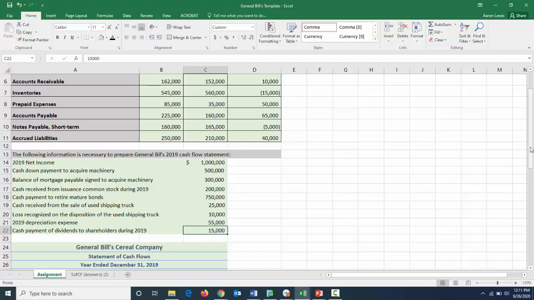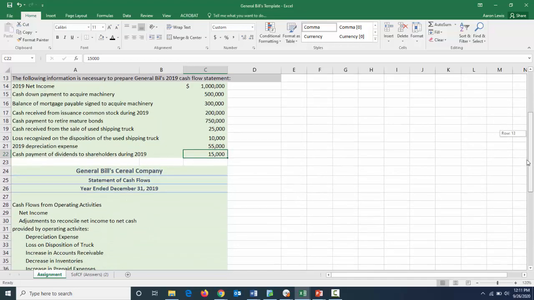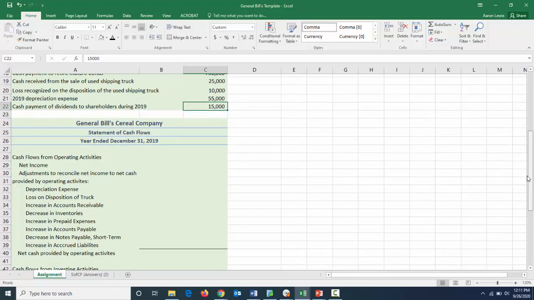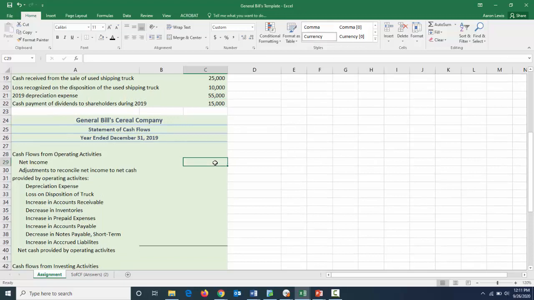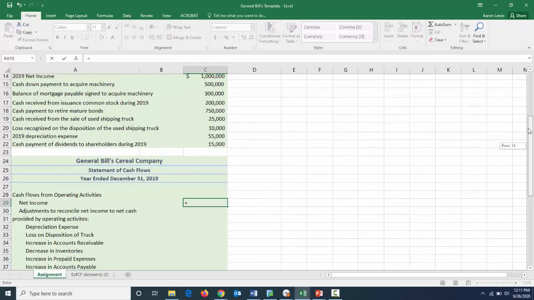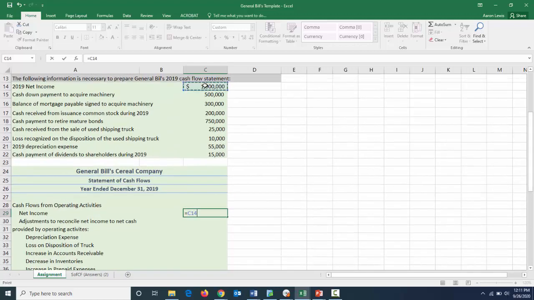So with all of this information, all of the stuff that has to deal with our income, with our long-term debt, with our equity in here, plus all the stuff that deals with our current assets and current liabilities up here, we're ready to prepare General Bill's statement of cash flows. And the first thing that we're going to do is start with our net income. We're going to put this in the right-hand column. What was General Bill's net income for the year? Well, we have that right here. It was $1 million.